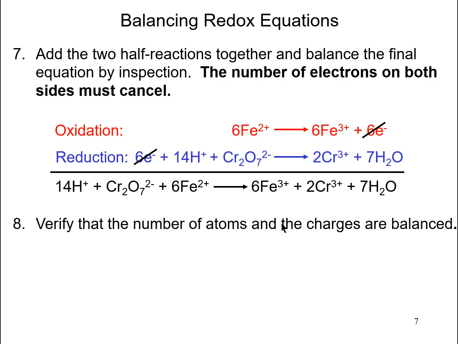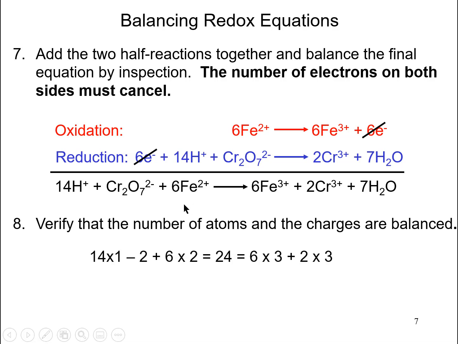Now, one thing that's great about oxidation reduction reactions is that we can verify our work. So we can verify that the number of atoms is the same on both sides as well as the charge. So in this case, we've got 14 hydrogens on both sides. We've got 7 oxygens on both sides. We've got 2 chromium, and we've got 6 iron, which is great.